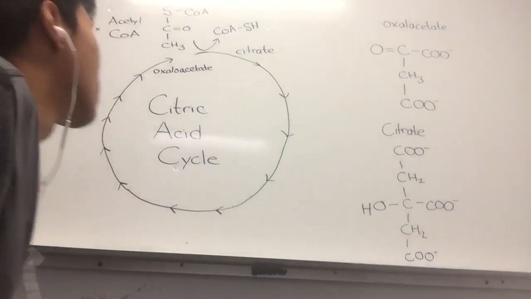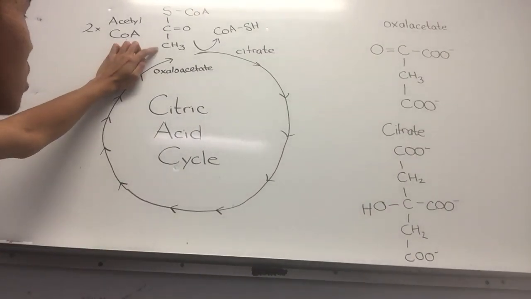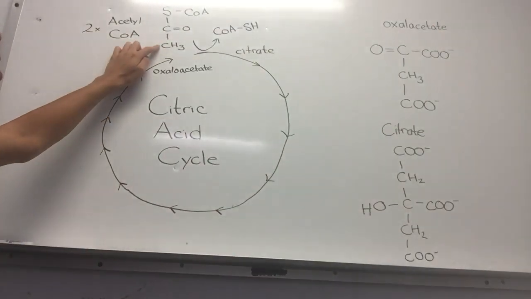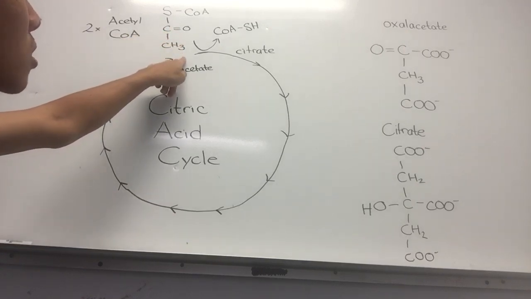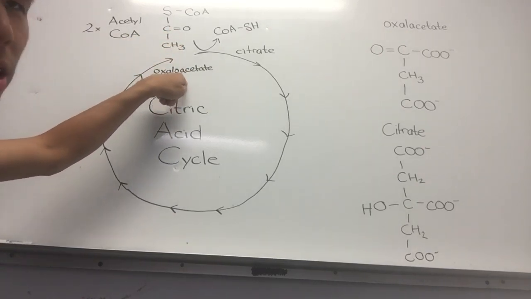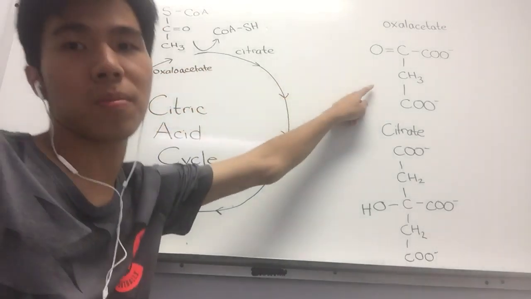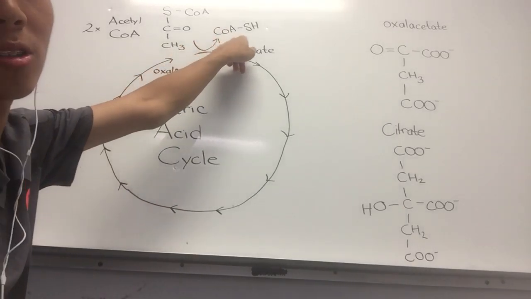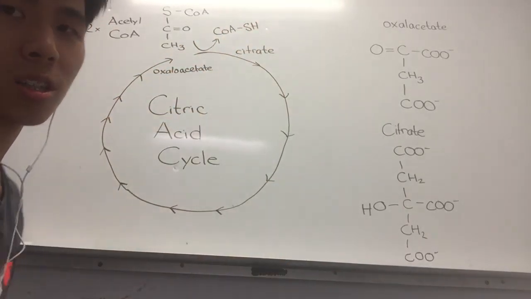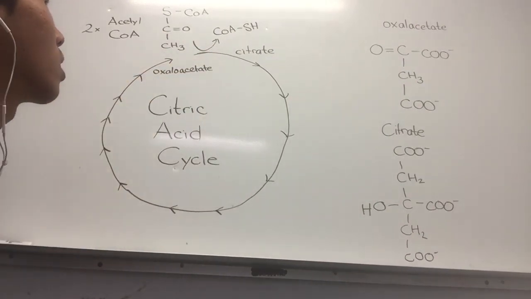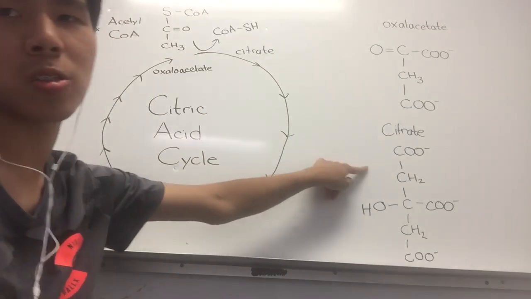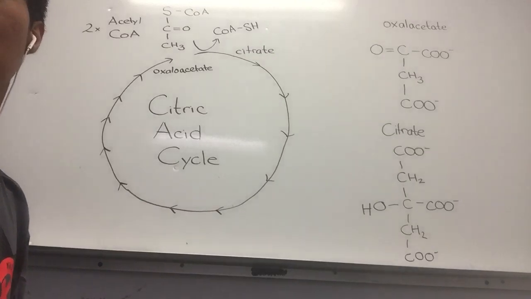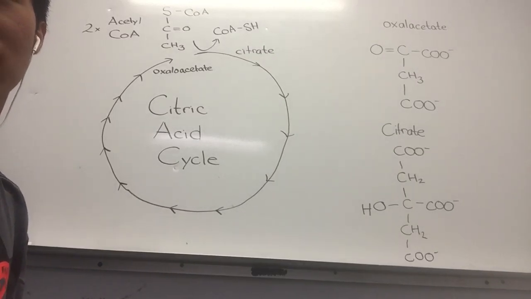But I'm going to go over what happens in a single cycle. So here goes. You start off with acetyl CoA from the previous process, which was pyruvate oxidation. It enters the cycle and combines with oxaloacetate, which looks something like this, but you don't really have to know that. Then this part of the molecule, CoA bonded to SH, detaches itself, and when they combine, it forms citrate, which is an ionized form of citric acid.